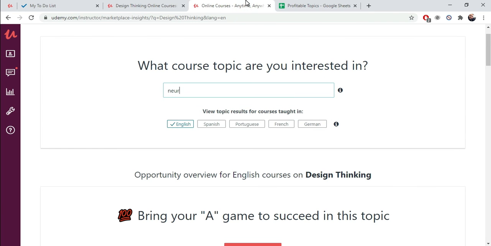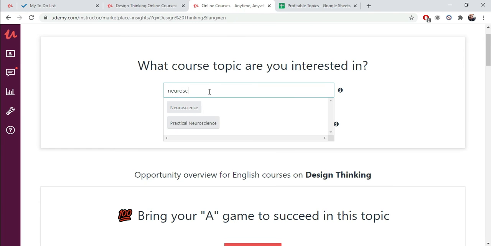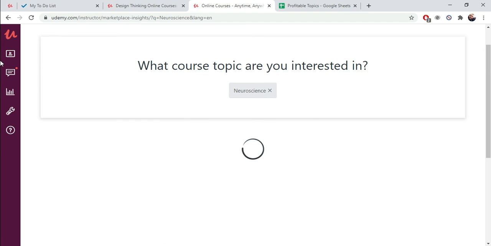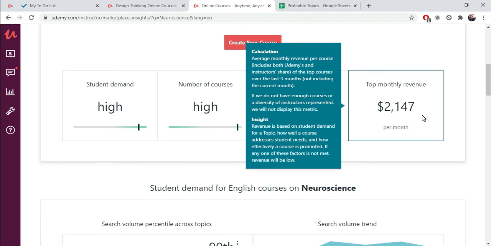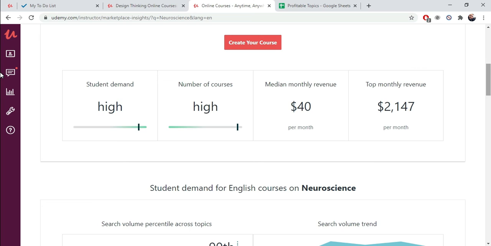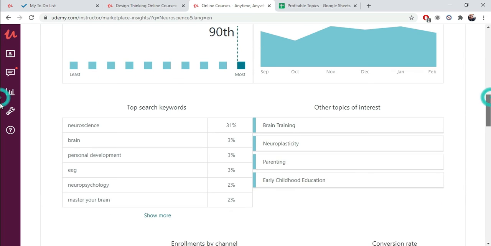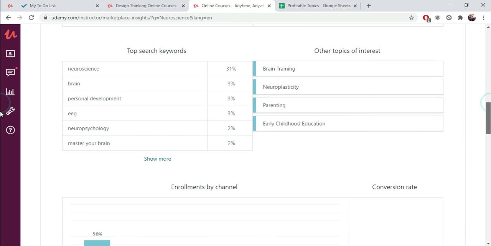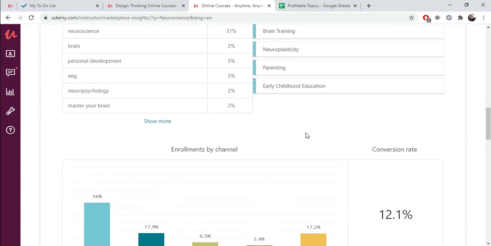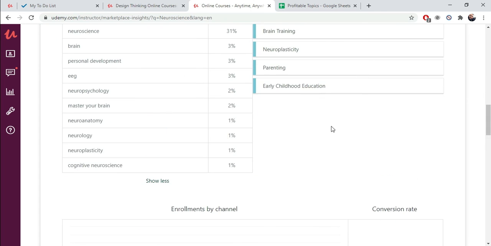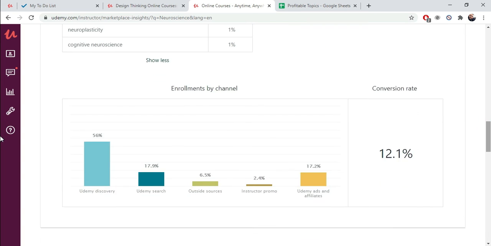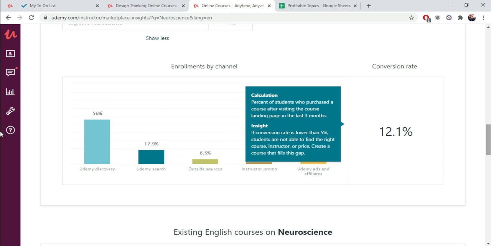Neuroscience. This is another trendy topic. $2,000 top monthly income. That's better than design thinking. Okay, the keywords: neuroscience, brain, personal development. Okay, neuropsychology, master your brain. All right, 12% conversion rate, not bad at all.